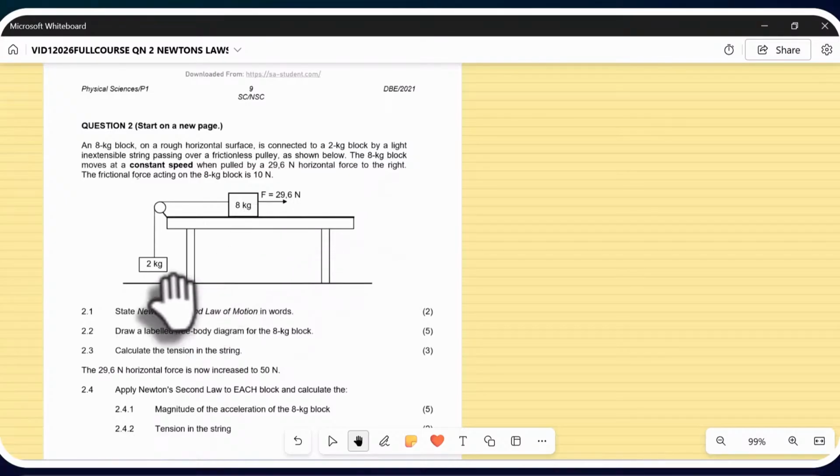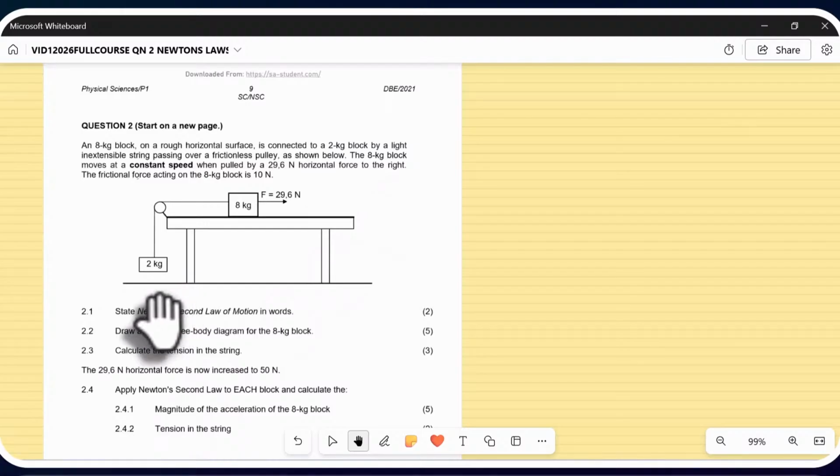2.1 State Newton's second law of motion in words. I repeat, an 8 kilogram block on a rough horizontal surface is connected to a 2 kg block by a light inextensible string passing over a frictionless pulley as shown below. The 8 kilogram block moves at a constant speed when pulled by a 29,6 Newton horizontal force to the right. The frictional force acting on the 8 kg block is 10 newtons.